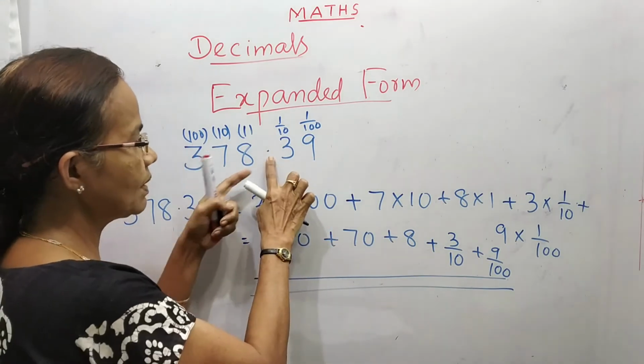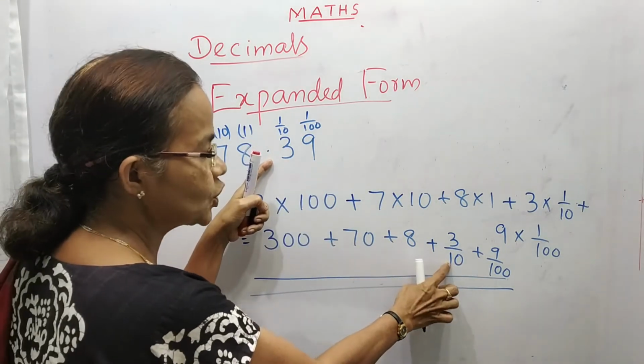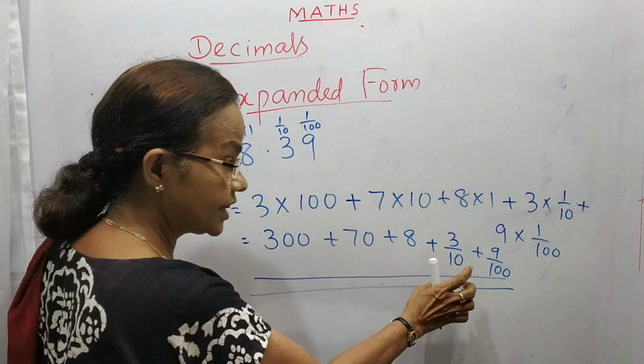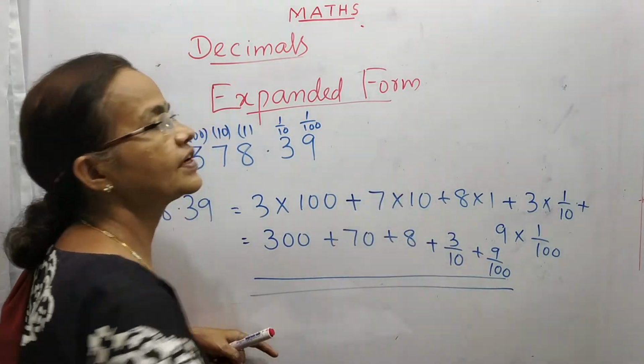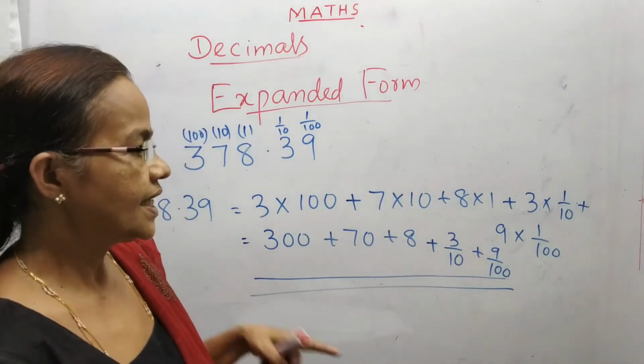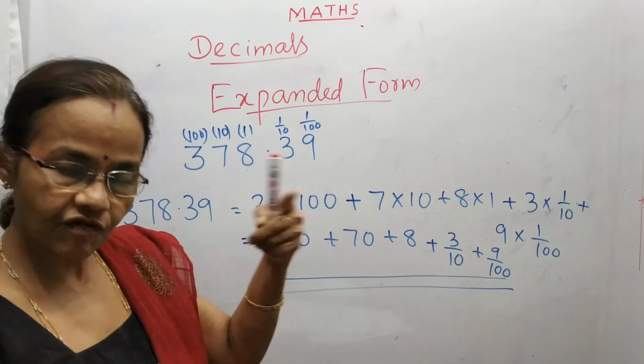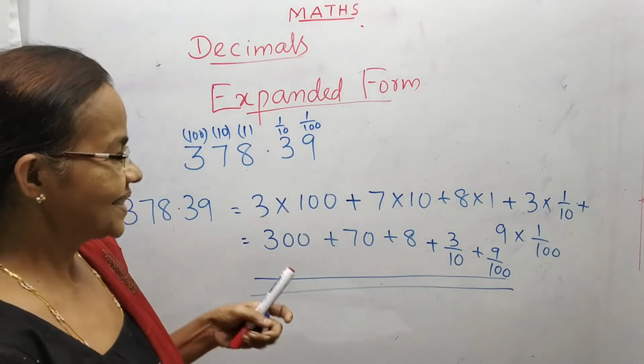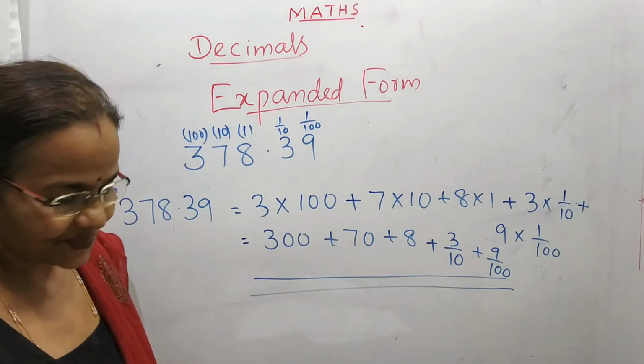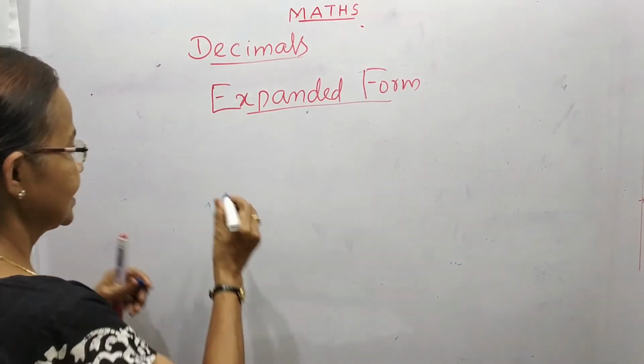Expanded form, decimal point. This understood? The 10th place is right after the decimal point. 10th place. 10th means 1 by 10. 100th means 1 by 100. That is how to write the expanded form. Okay. See this example.